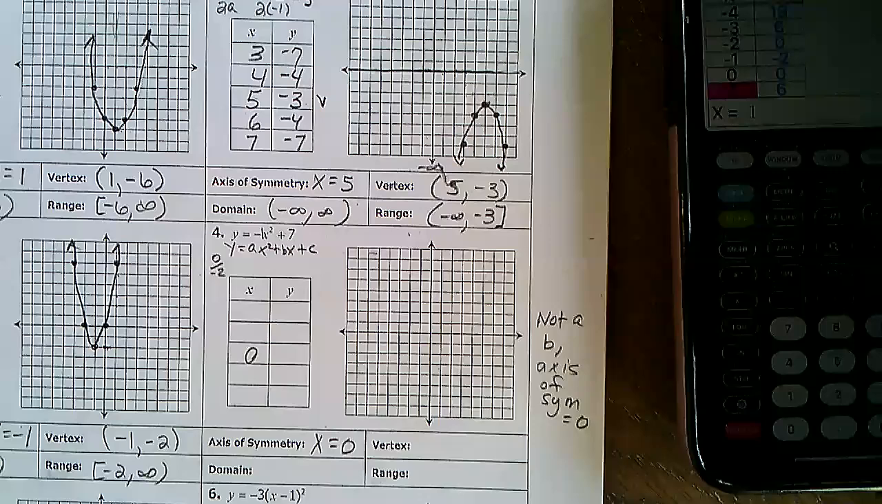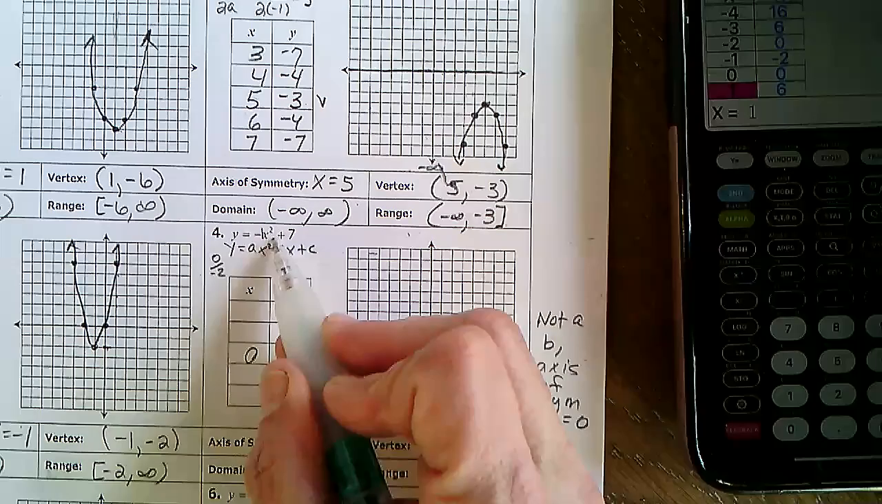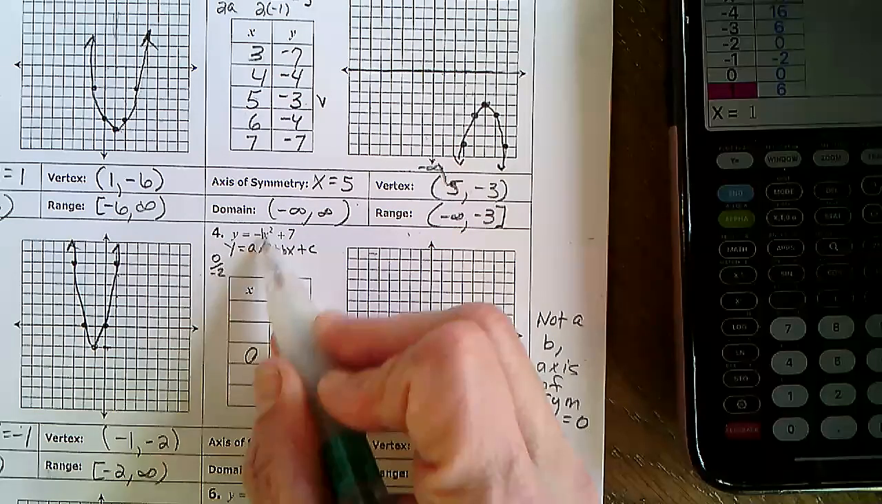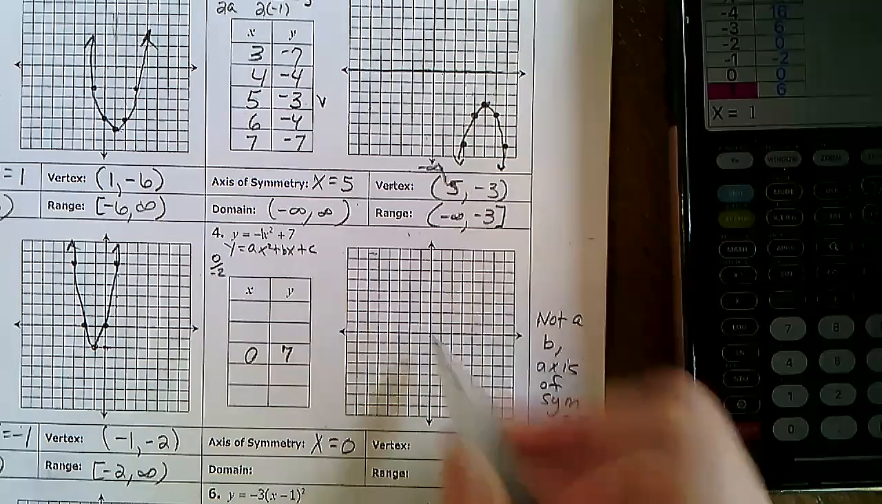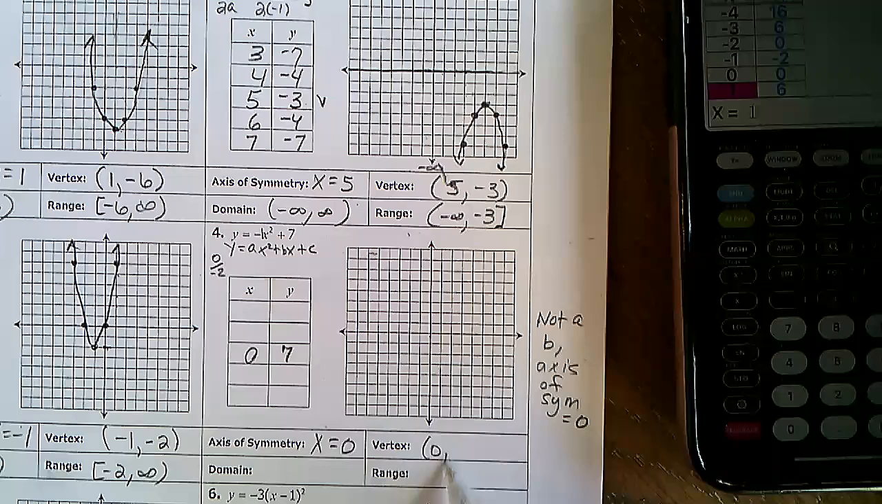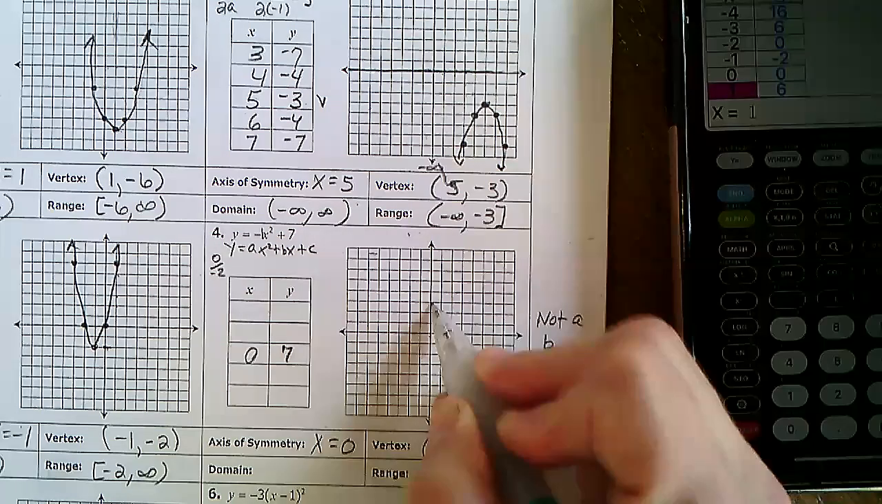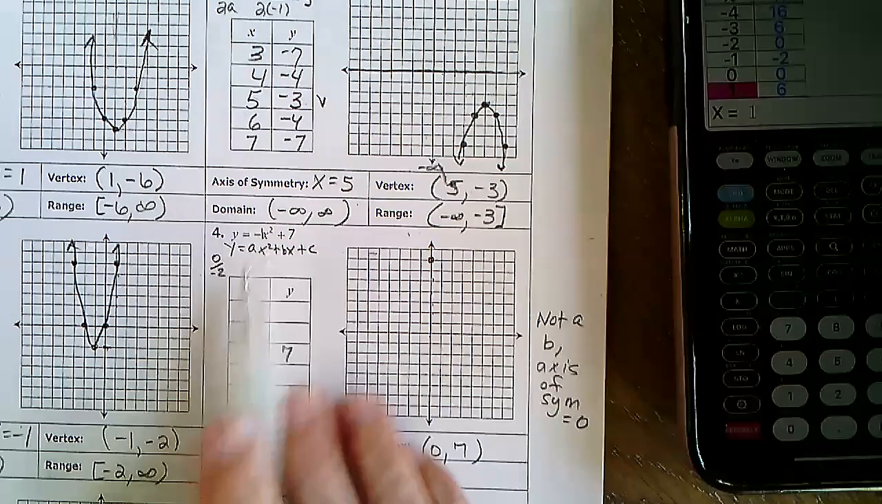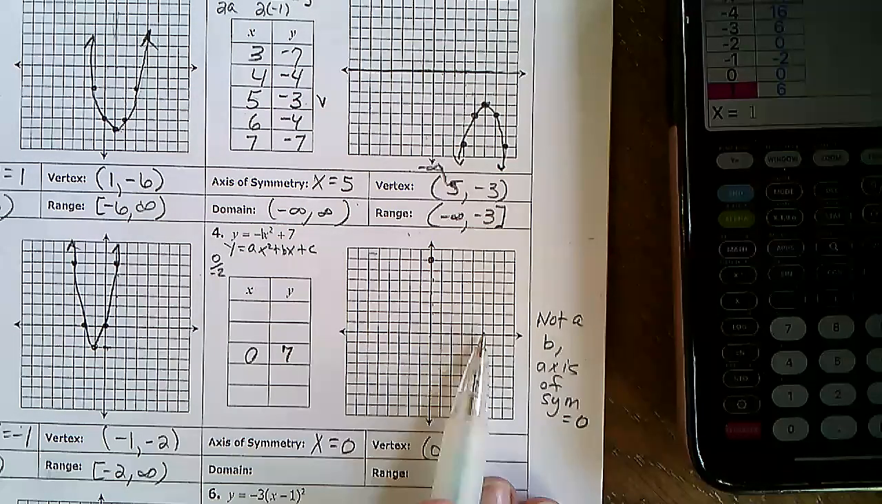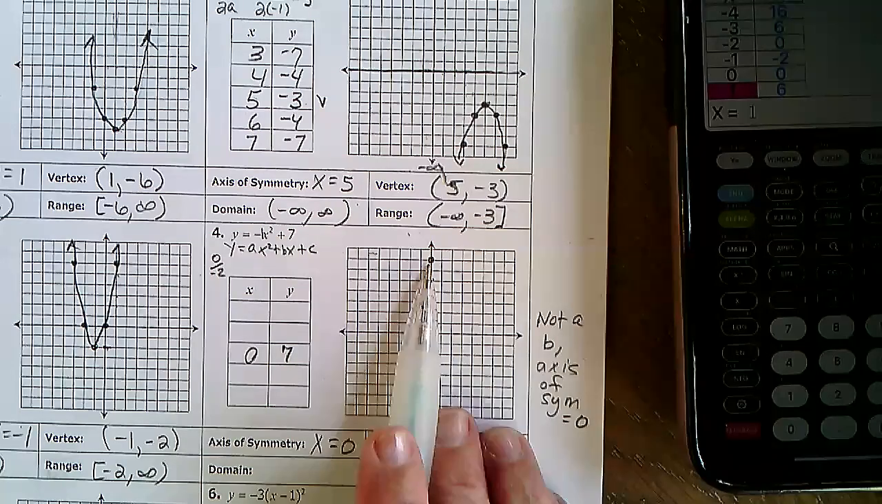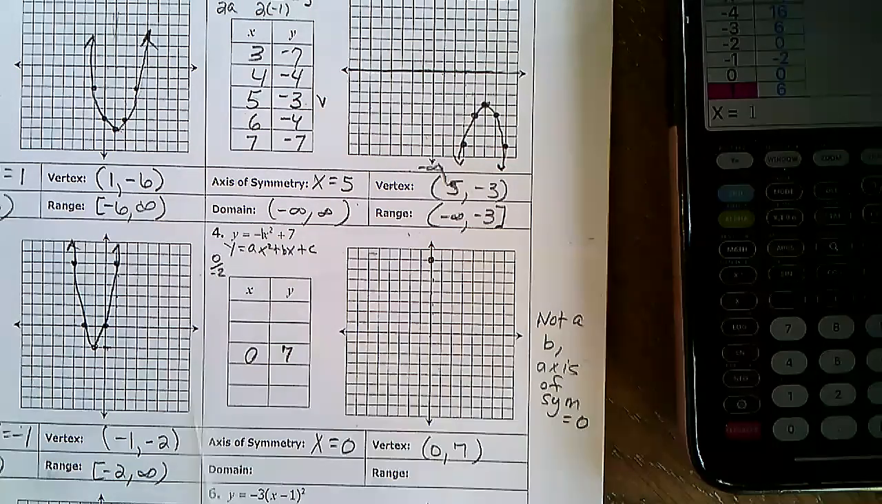All right, that's going to always be. And then if I just plug 0 in right here, 0 squared is 0, and 0 plus 7 is 7. So then I know my vertex is going to be (0, 7). 1, 2, 3, 4, 5, 6, 7. And if you'll remember when we did transformations, if you have a plus 7 on the end, that shifts it up 7. So that made your vertex move up 7.